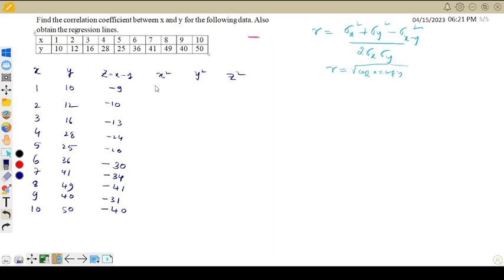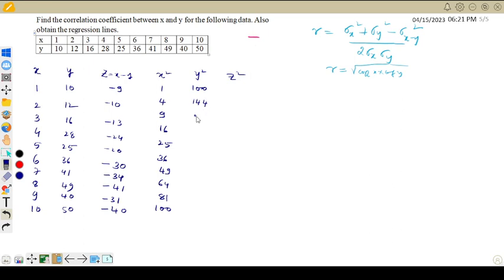So let us write x square. X square is: 1 square is 1, 2 square is 4, 3 square is 9, 4 square is 16, 5 square is 25, 36, 49, 64, 9 9s are 81, 10 10s are 100. Y square: 10 square is 100, 12 square is 144.